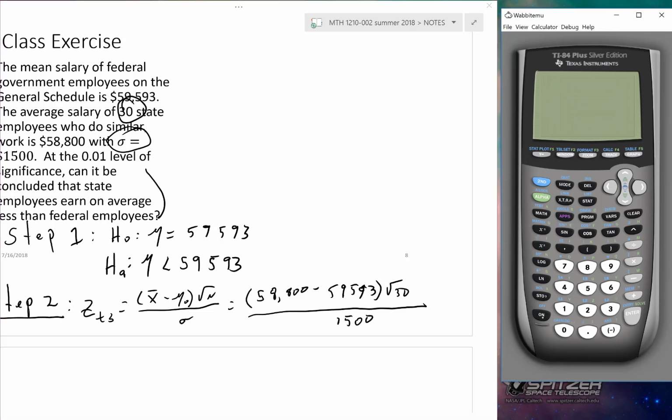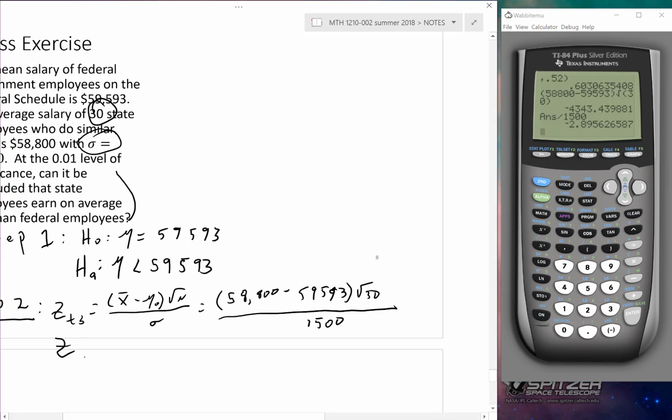So coming over here to our handy dandy calculator, we can type in open bracket 58800 minus 59,593 times the square root of 30, and then divide that by 1,500. So here we get about negative 2.9. So our z-test statistic is equal to negative 2.9.